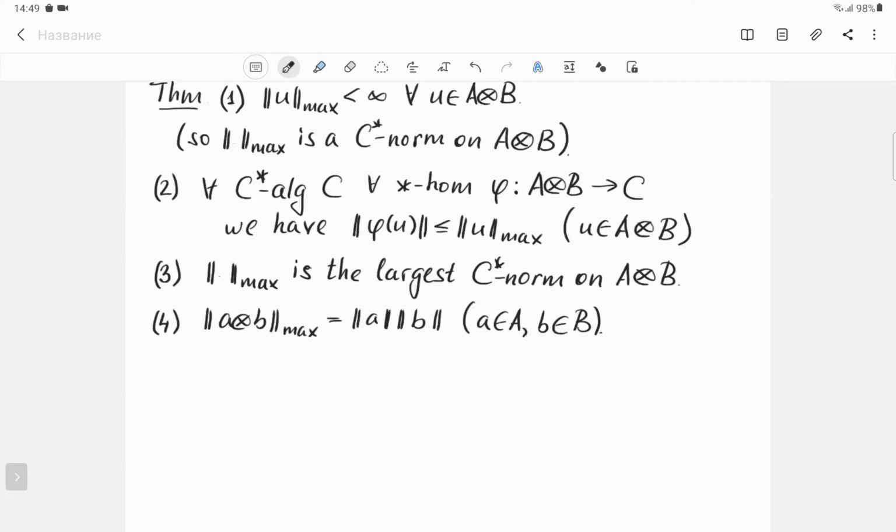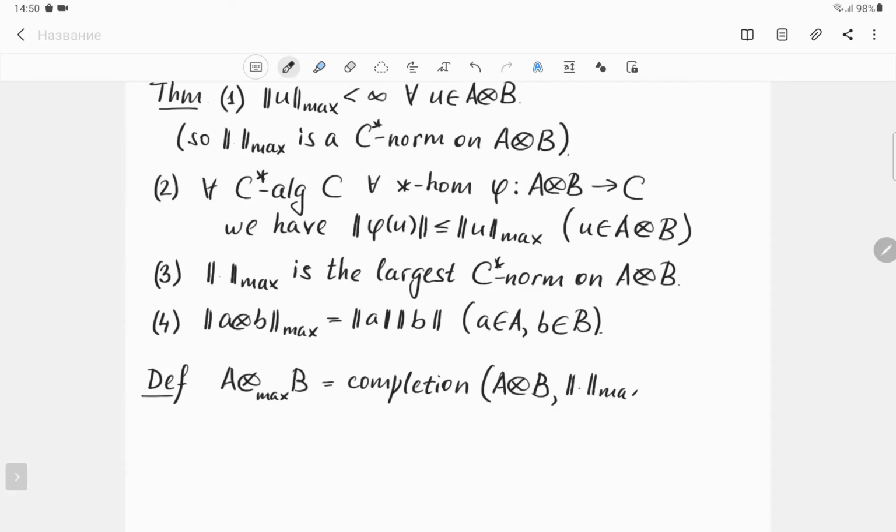Okay, and at the very end of the previous lecture, we introduced the maximal C-star tensor product. So we gave the following definition. The maximal tensor product of A and B is defined to be the completion of the algebraic tensor product with respect to the maximal C-star norm. So it is a C-star algebra.